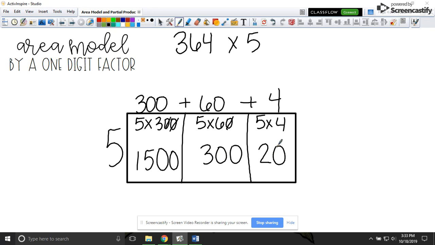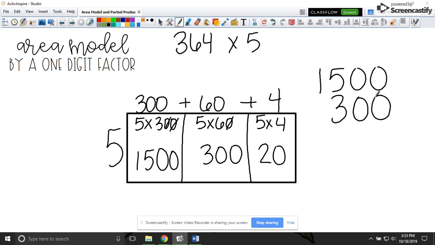Again, this is just to keep it organized, to give you a better view, and to train our brain in what multiplication with bigger numbers really is. Finally, we're going to take all of our products, all 3 of them, and put them neatly in order from greatest to least. So 1,500, 300, and 20. And we're going to add those back together.